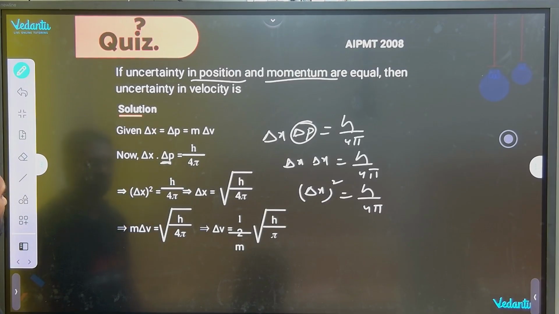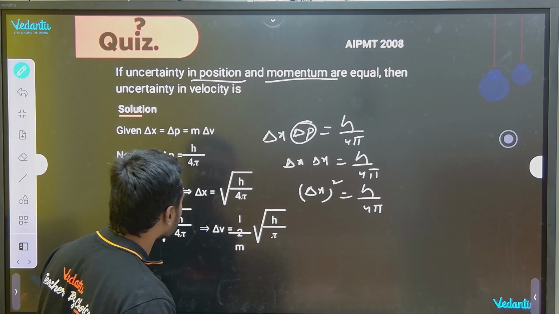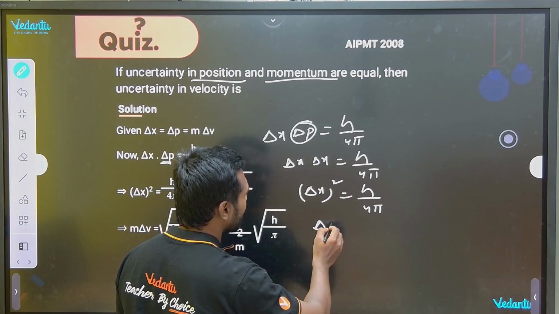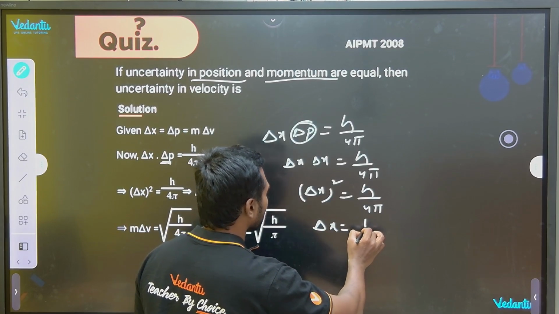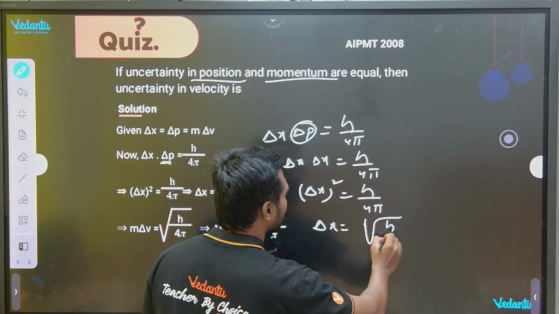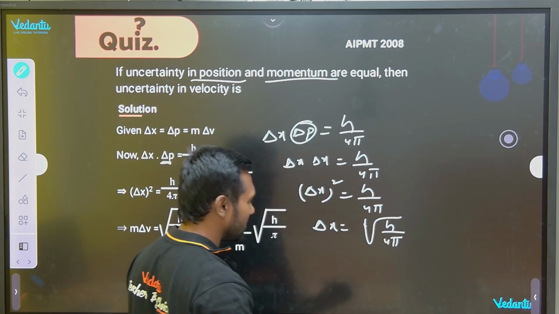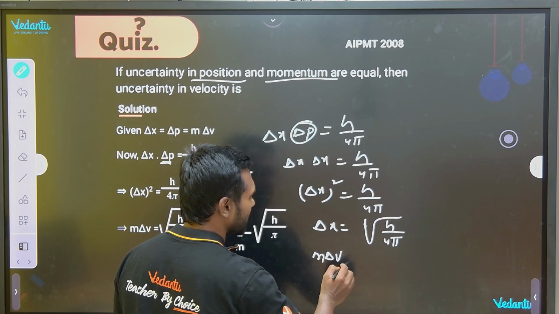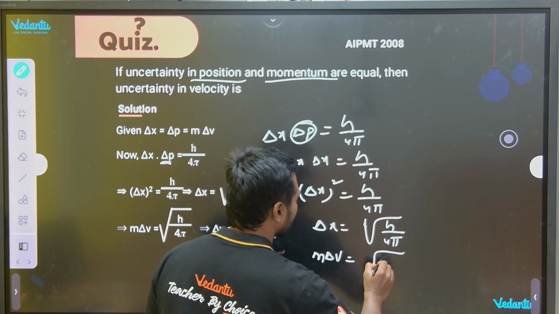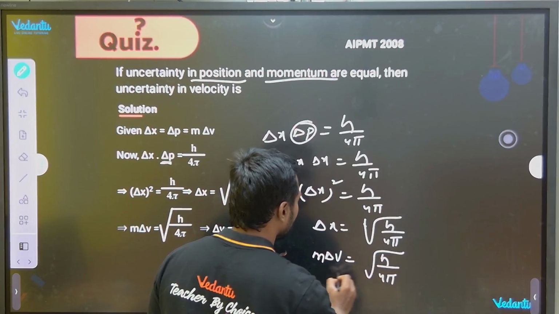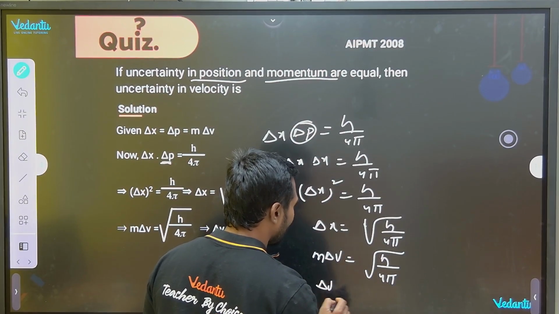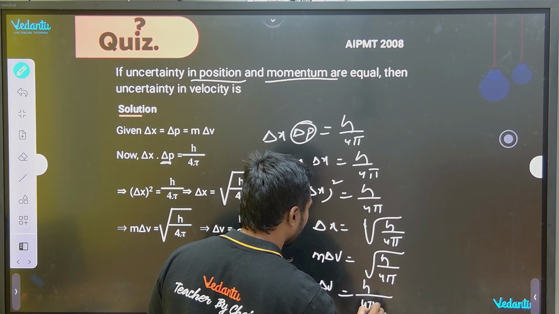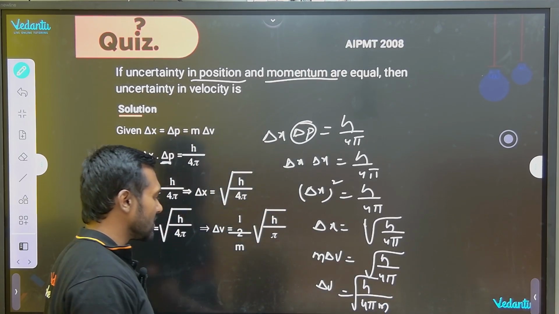So delta x is equal to under root h by 4 pi. Keep the 4 pi like that only. Now this is even delta p also, so m into delta v is equal to under root h by 4 pi. Bring this m to this side. We want only velocity.